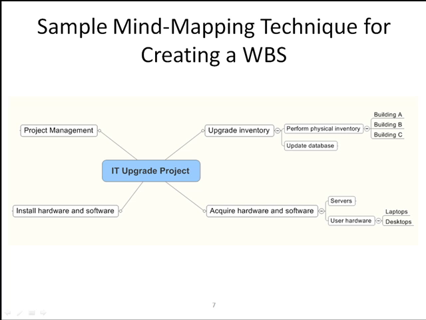In this case, we have an IT upgrade project. The arm that's radiating out from the top right is called upgrade inventory. Upgrade inventory was considered a major category of work, and as that is drilled down, it needed to perform a physical inventory and then update the database. Within perform physical inventory, it was drilled down into 3 buildings.